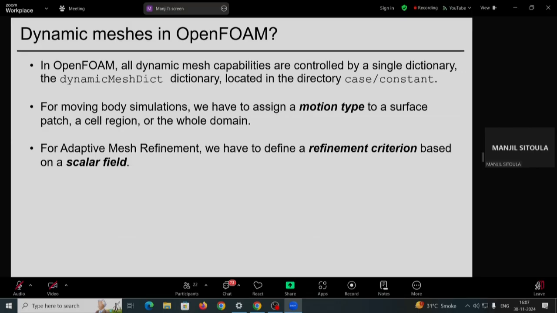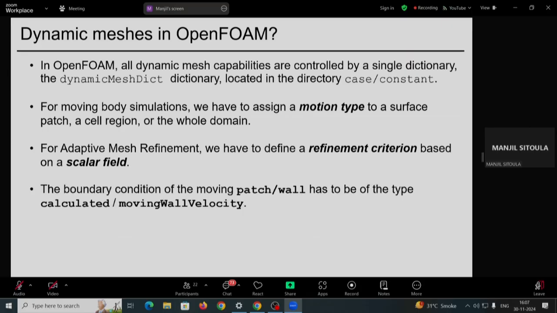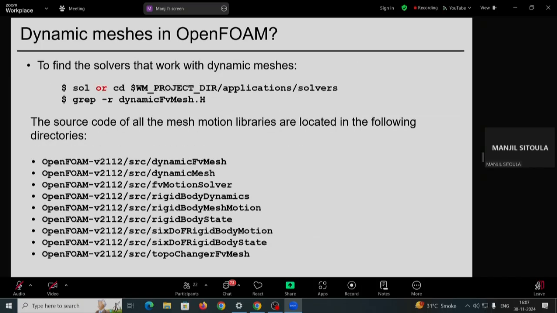So it might be a temperature, it might be alpha water. At present there are also codes available where we can track on a runtime basis. So we can track the velocity gradient, which is a function of time, and then we can refine and unrefine the mesh on the runtime basis as well. The boundary condition for the wall should be kept as calculated or the moving wall velocity, which we will later see. To find the solvers that work with dynamic meshes, we can type these commands.